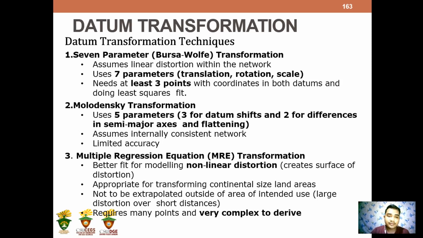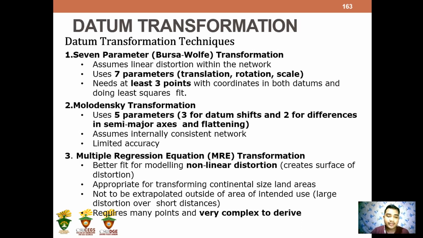And we have also Molodensky transformation. It uses 5 parameters. No? 5 parameters only. 3 for the datum shift and 2 for the difference in semi-major axis and flattening. And in this transformation technique it assumes internally consistent network and it has a limited accuracy. Next is the multiple regression equation or MRE transformation.